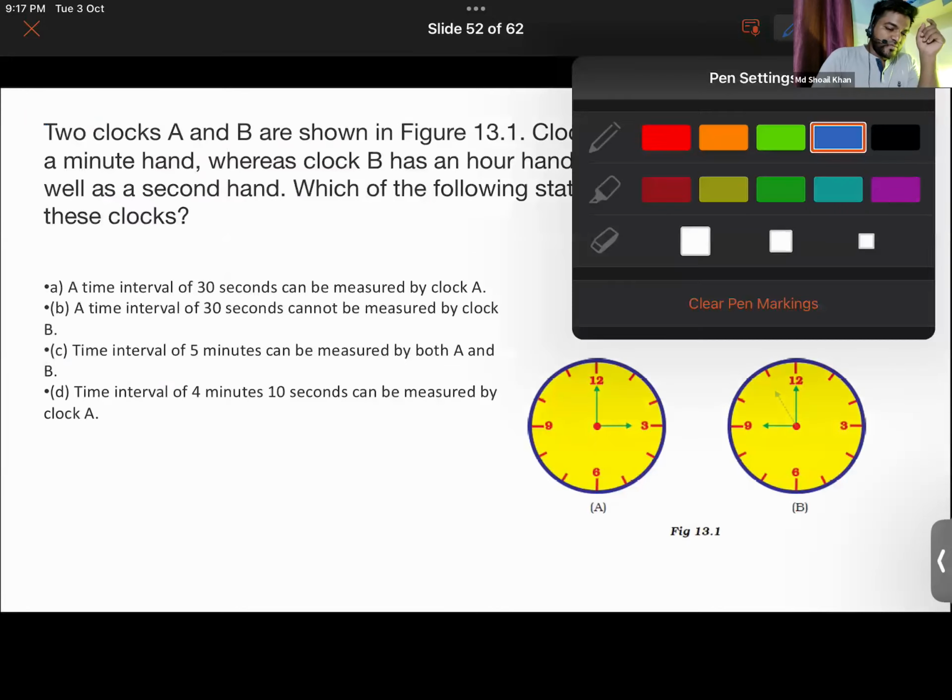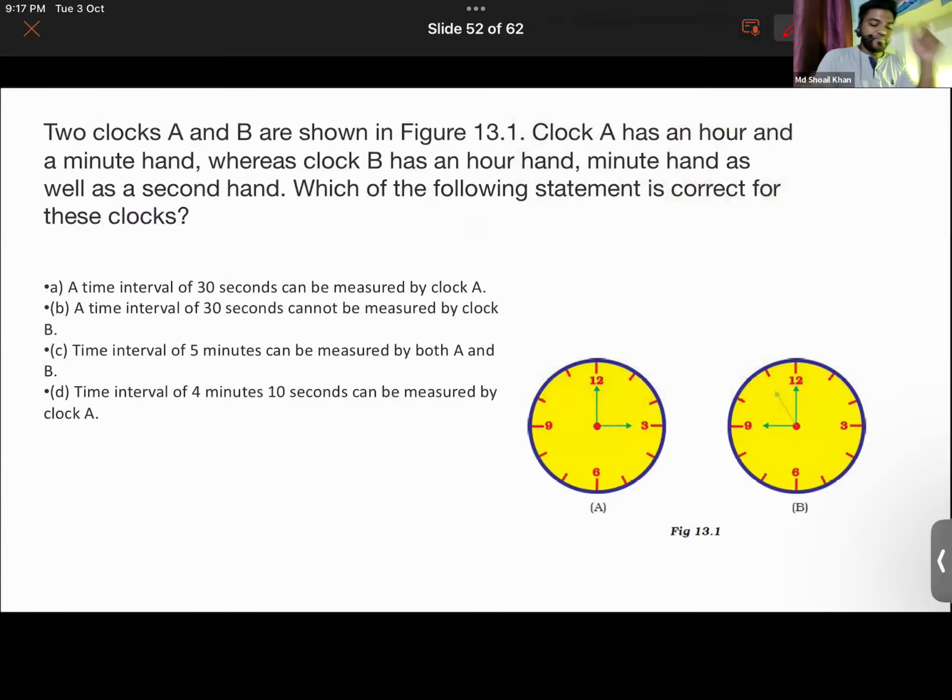Okay, then here's one more question. This question is very interesting. There are two clocks given in the question here.